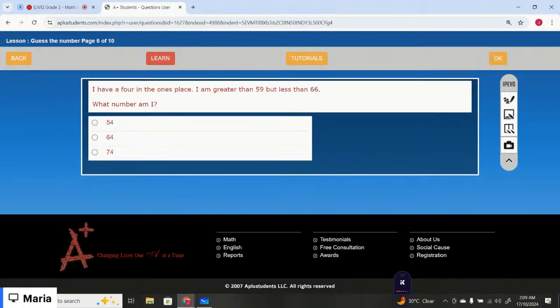I have a 4 in the ones place. I am greater than 59 but less than 56. So which number is it?